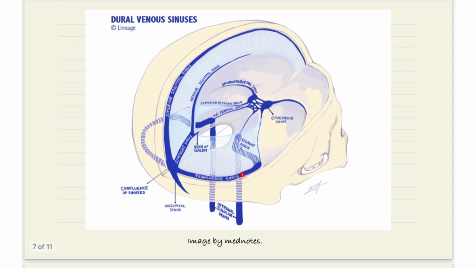These are the transverse sinus, sigmoid sinus. They are S-shaped. These are the sigmoid sinus. And anteriorly, here is the cavernous sinus.